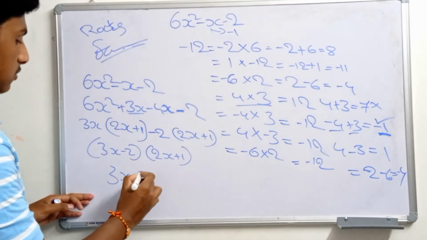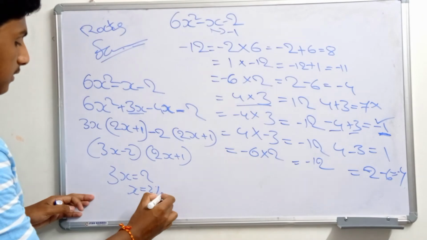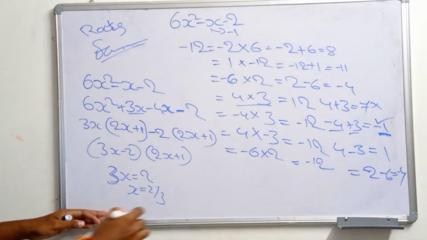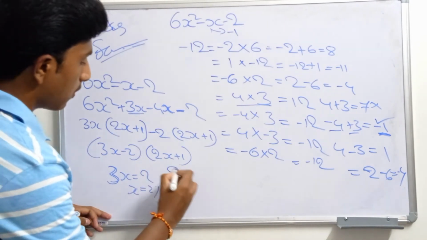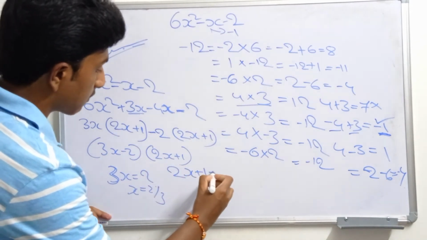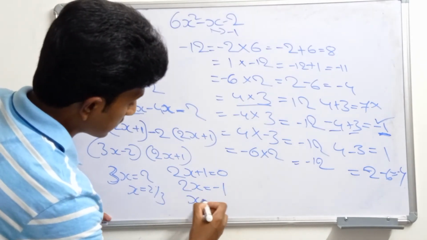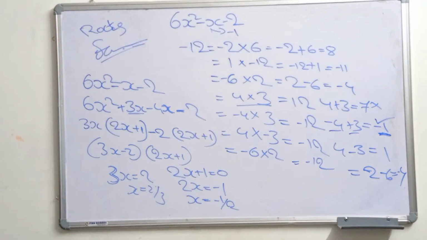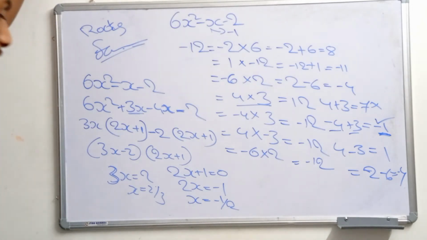3x minus 2 is equal to 0, so 3x is equal to 2, x is equal to 2 by 3. And again 2x plus 1 is equal to 0. 2x is equal to minus 1, x is equal to minus 1 by 2.